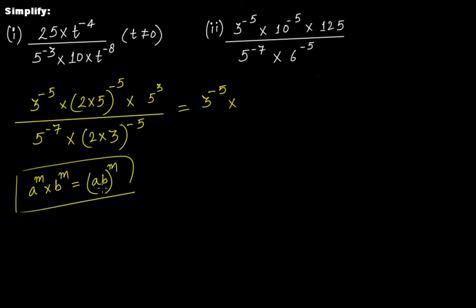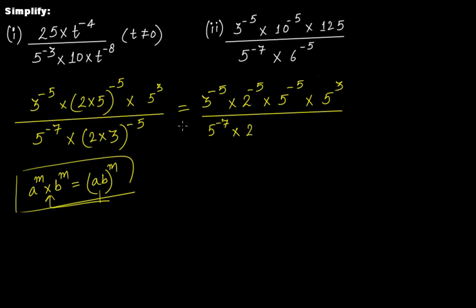So applying this one, you can write it as 2 raised to the power of minus 5 multiplied by 5 raised to the power of minus 5, then multiplied by 5 raised to the power of 3. Now from here, this is 5 raised to the power of minus 7 multiplied by, applying the same thing here, that is ab raised to the power of m is equal to this one. So this becomes 2 raised to the power of minus 5 multiplied by 3 raised to the power of minus 5. Right? Okay.